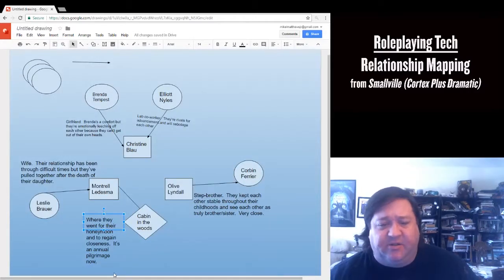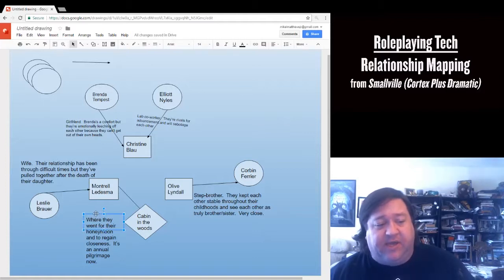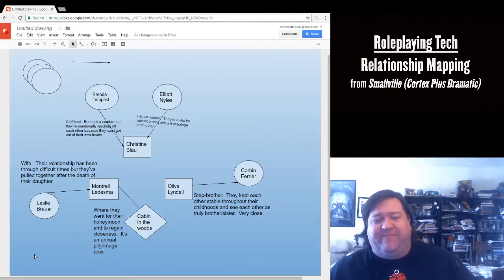Okay, so see here I've expanded a little bit, and I have placed a location that's important to Montrell and his wife, the cabin in the woods. This is where they went for their honeymoon, and they also went back to it to regain some closeness. It's become an annual pilgrimage now. So they have put something together in their life where they now know that this is something they go back to over and over again.